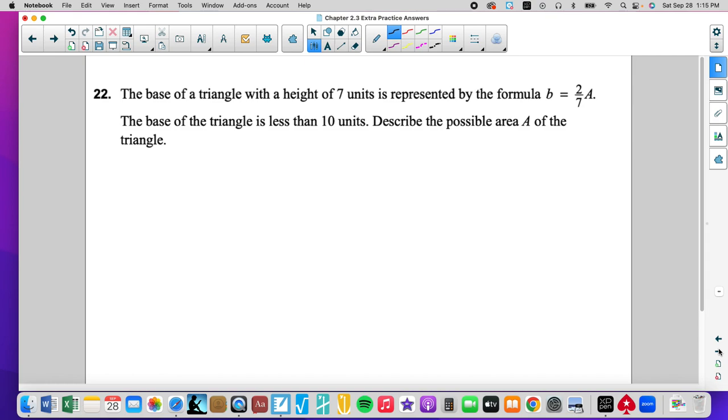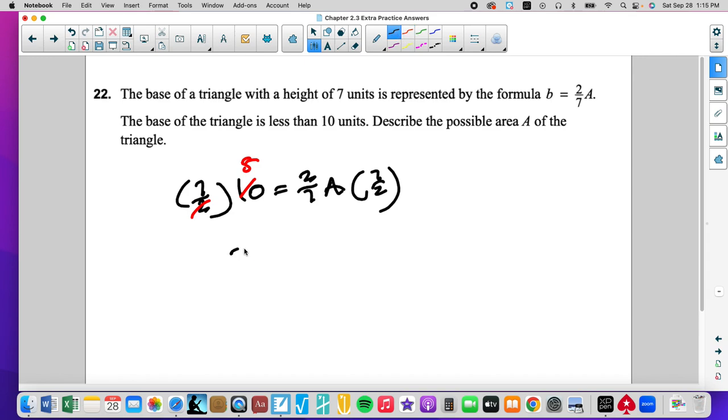So the base of the triangle is less than 10 units. So if we put the base at 10, if it's equal to 10, let's multiply by 7 over 2. Multiply by 7 over 2. We're going to cross cancel. So that would give me an area of 35, but that's at its maximum. It's less than 10 units, so it's never going to be this, so area is always going to be less than, not less than or equal to, 35. So the possible area will be less than 35 square units.